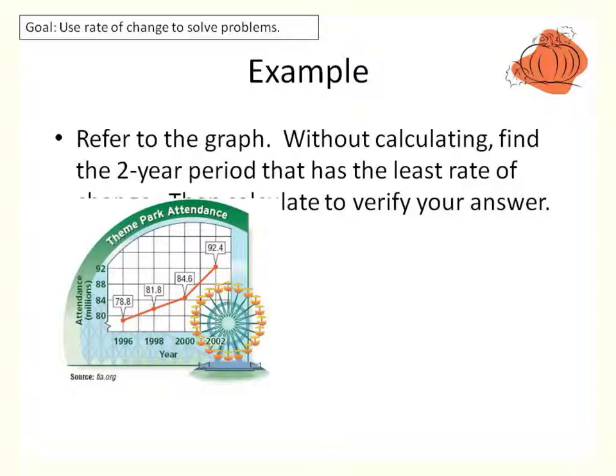Alright, referring to this graph, without calculating, find the 2-year period that has the least rate of change, and then we're going to calculate to verify. So looking at that graph, from 96 to 98, 98 to 2000, 2000 to 2002, which one has the least rate of change? Well, I would say by looks of it, it would be from 98 to 2000. And the reason is because that one looks flatter than anything else. They're all 2-year time intervals, and so if you just find how much they changed by, so like this one went up by 3. This one, next one went up by 2.8, and I think you can tell by looking at it, the last one goes up by considerably more, so this one has the least rate of change.